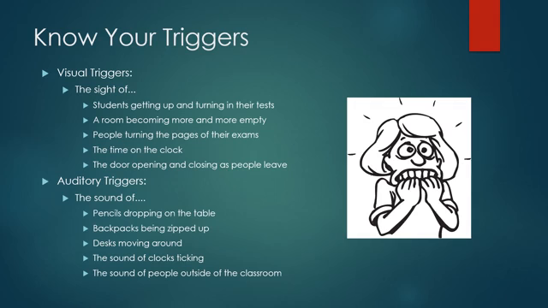Know your personal triggers. Visual triggers include the sight of students getting up and turning in their test, a room becoming more and more empty, people turning the pages of their exams, the time on the clock, and the door opening and closing as people leave. Auditory triggers include the sound of pencils dropping on the table, backpacks being zipped up, desks moving around, the sound of clocks ticking, and the sound of people outside of the classroom.